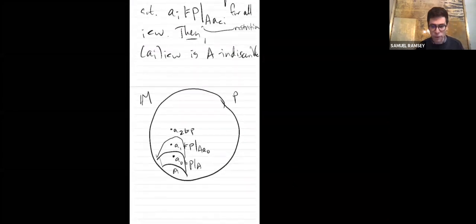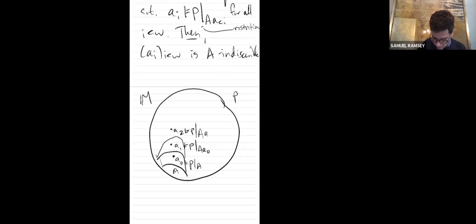Okay, so this is what I was writing. We first look at P restricted to A, and then we realize it. Call the realization A0. Then we look at P restricted to A0, and we call the realization A1. Then we look at P restricted to A0, A1, and we realize it with A2. And then we continue this way.